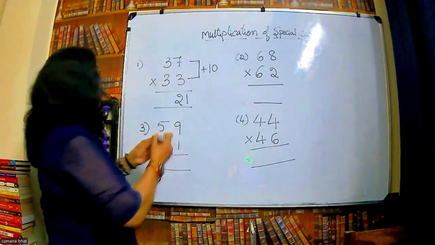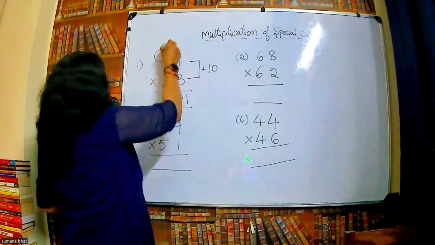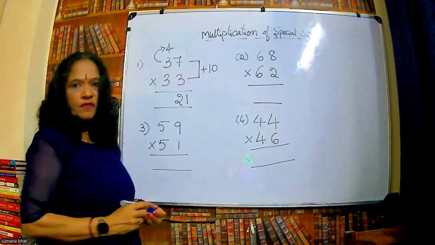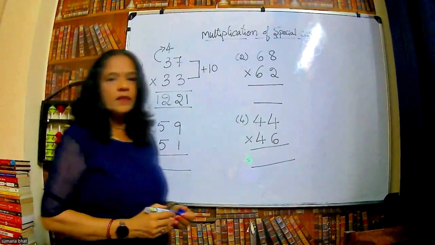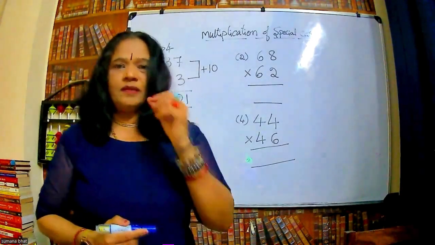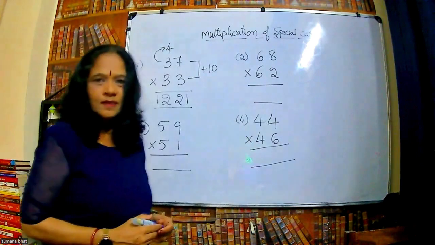Same numbers are there. What we should do? This should be multiplied by the next number, by 4. 3 into 4. 3 4s are 12. So the answer is 1221. Like this we can do this. Let us see the next one now.